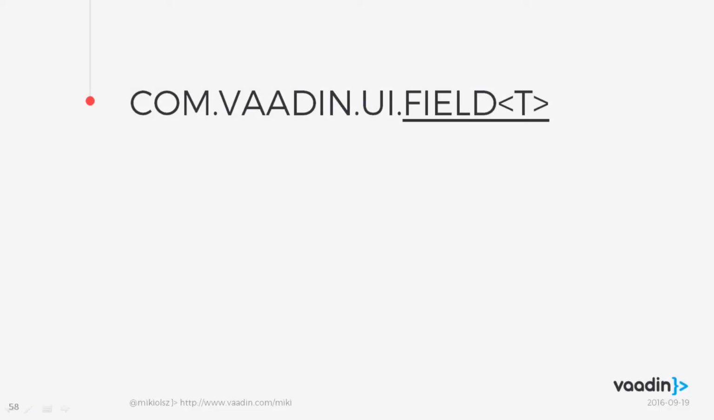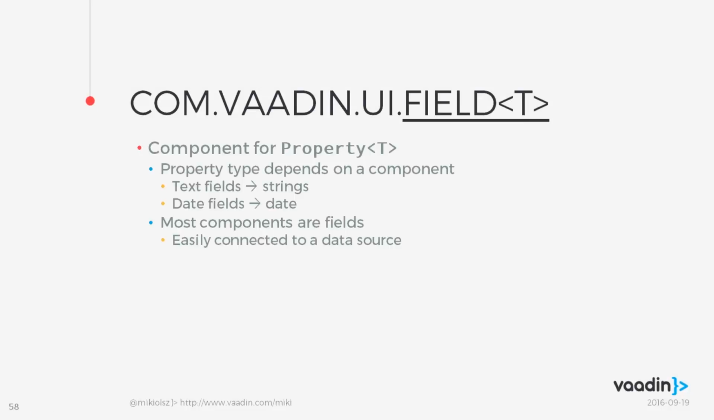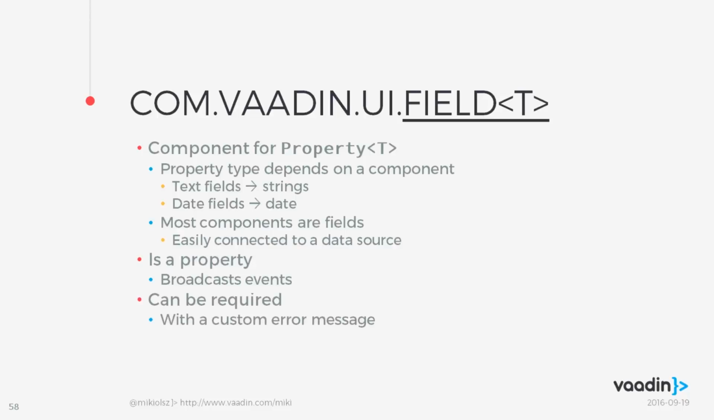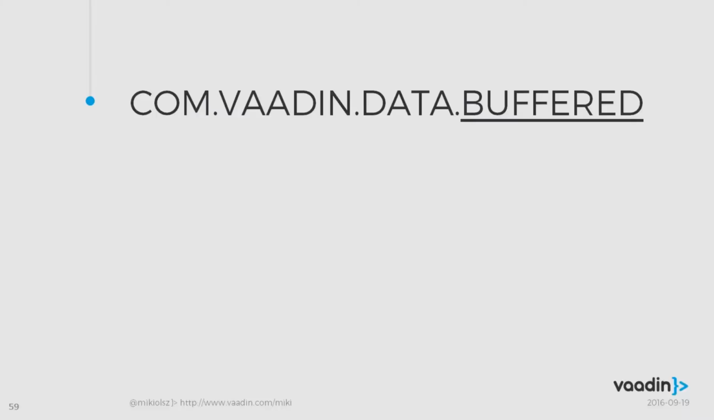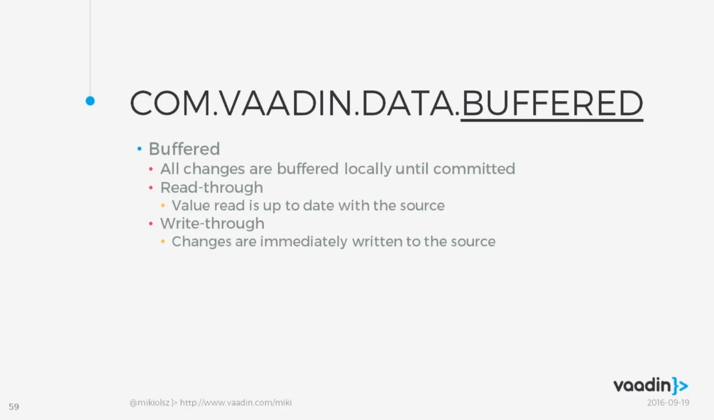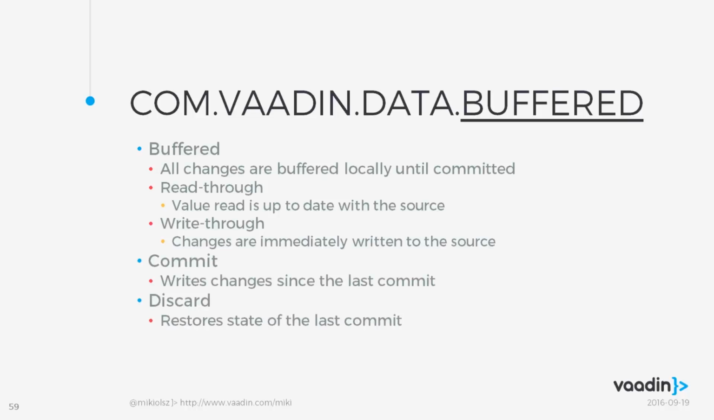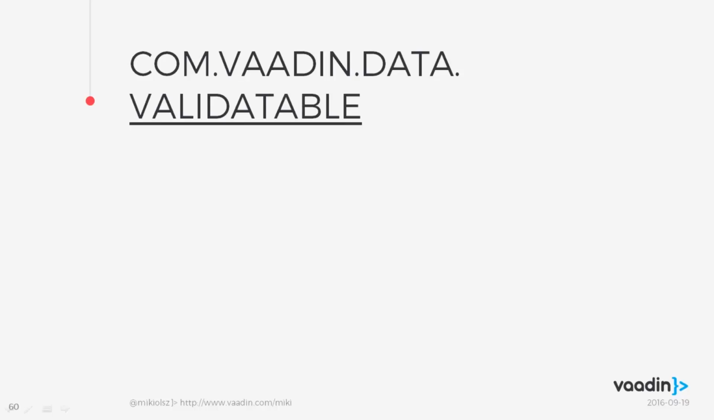So the field is a component for a property. Most components are fields, as I said. This is a property, what I mentioned previously, so it broadcasts value change events. What is good is that you can mark a field as required. What you can do also with a field is that you can buffer or validate it. Buffering is storing the change that the user has entered locally until they commit it. Commit and discard are obvious in this context.